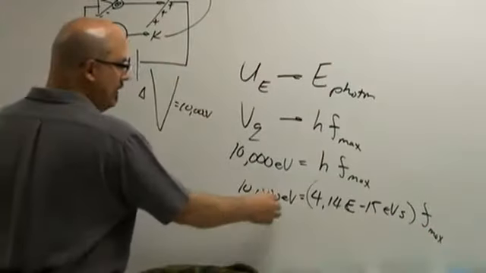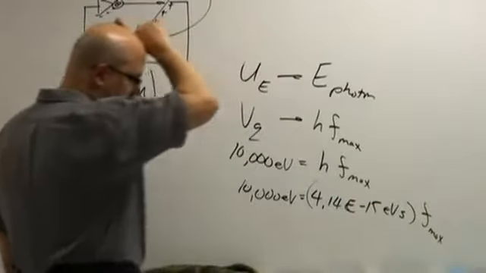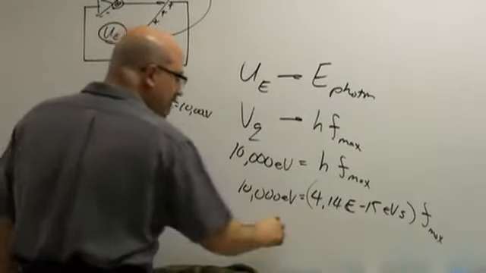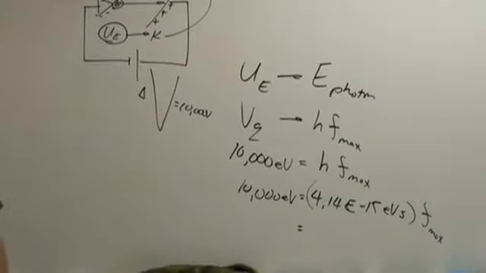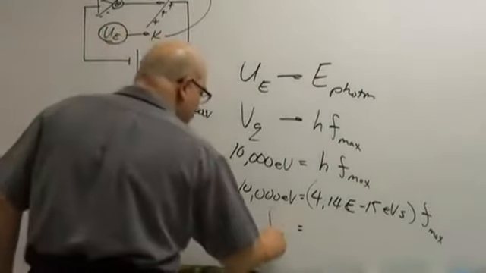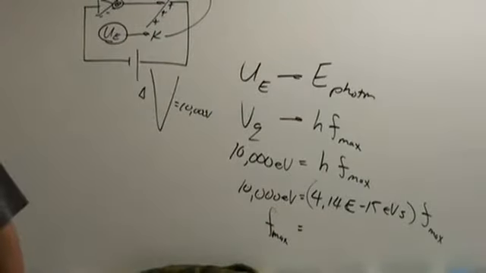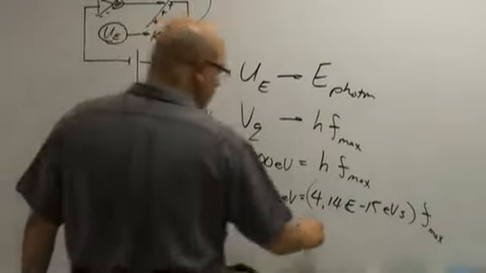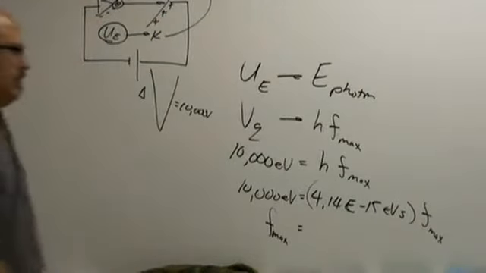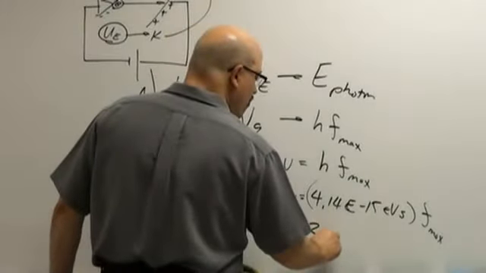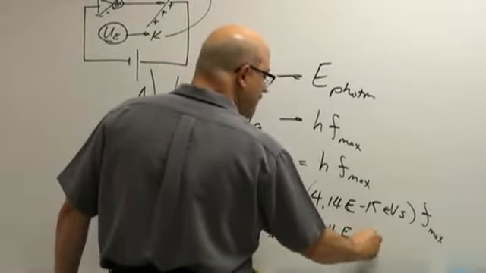So we're going to get 10,000 divided by that. So your max frequency is going to be whatever that number is. What does that turn out to be? It's 2.42 e to the what? 18.